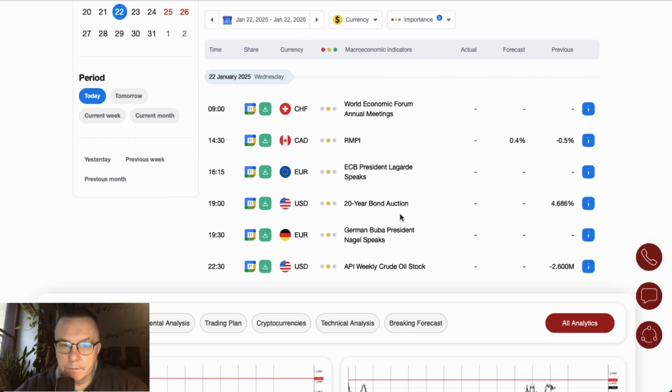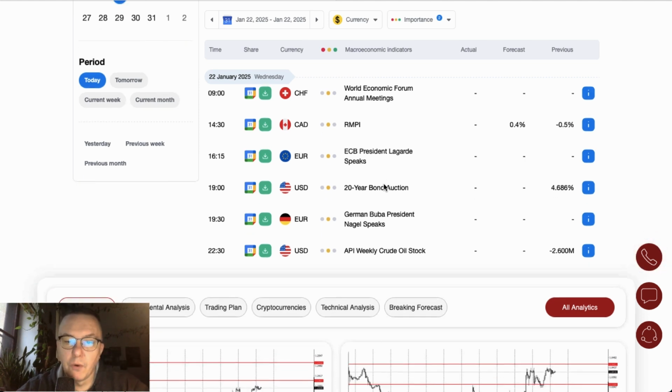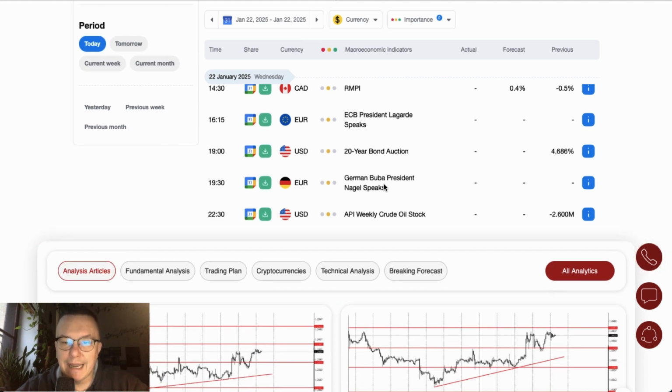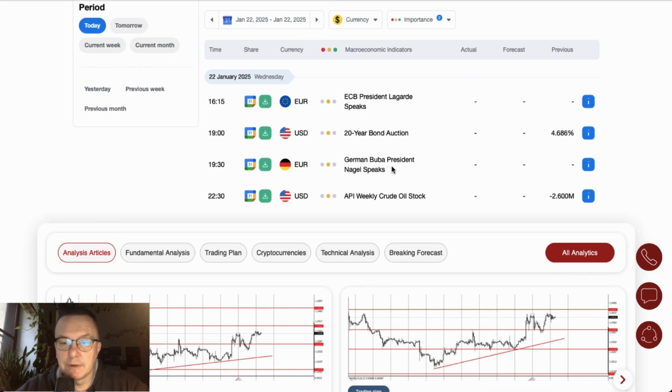During the US session we got CPI from Canada. This data is scheduled for release at 2:30. Then we got a speech from ECB President Christine Lagarde at 4:15. Then we have the 20-year bond auction from the US at 7 o'clock. Another speech from Bundesbank President Joachim Nagel, 7:30. At the end of the day, the API weekly crude oil stock review at 10:30, and that's it.